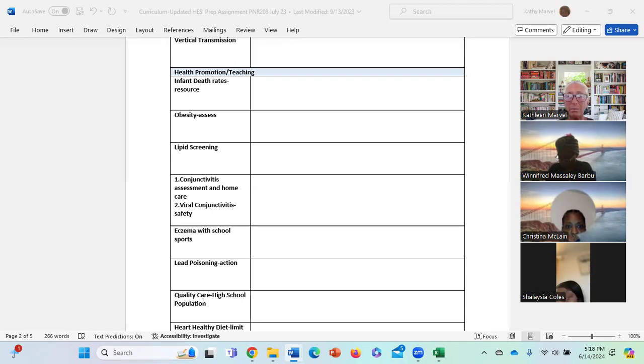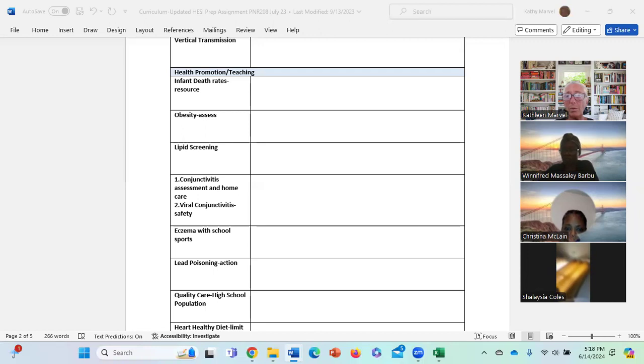Assessing obesity. Lipid screening. Why do we do lipid screening? What potentially do we do lipid screening for? For cholesterol. The lipid panel is looking for good cholesterol and bad, and the triglycerides.